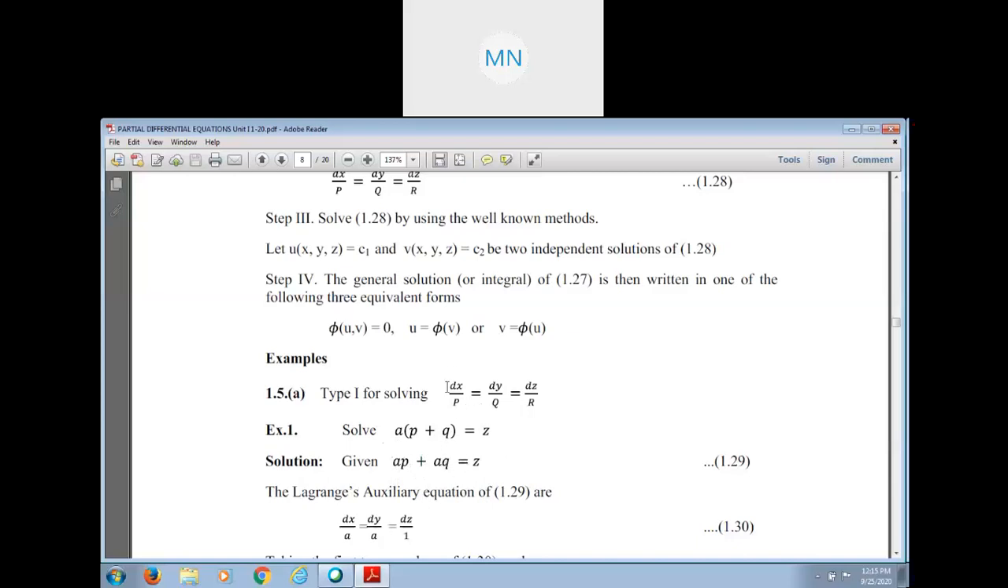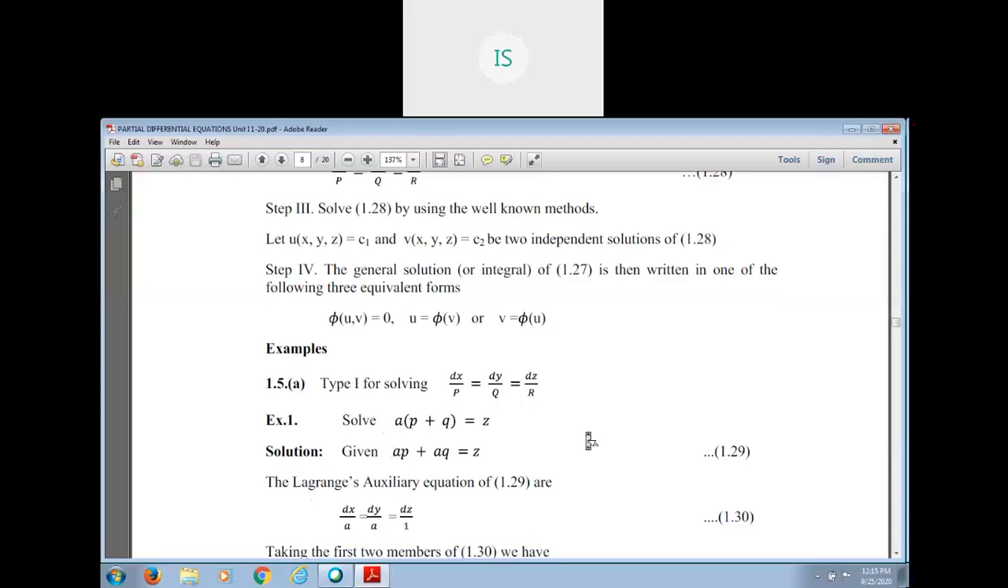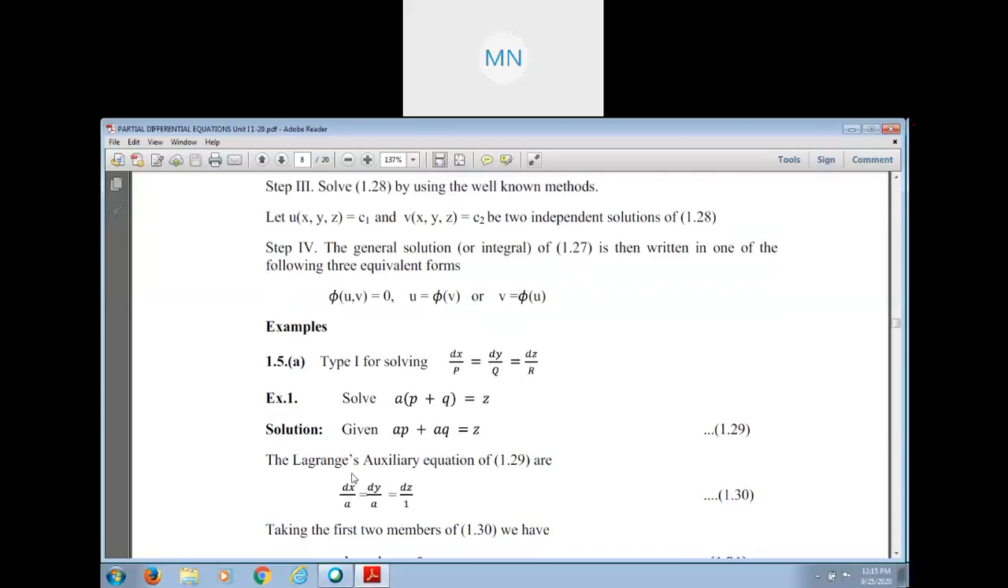And the auxiliary equation is what? Remember that the Lagrange auxiliary equation is dx by P equals dy by Q equals dz by R. So dx by P is like dx by a. So the Lagrange auxiliary equation for this equation is dx by a equals dy by a equals dz by 1.